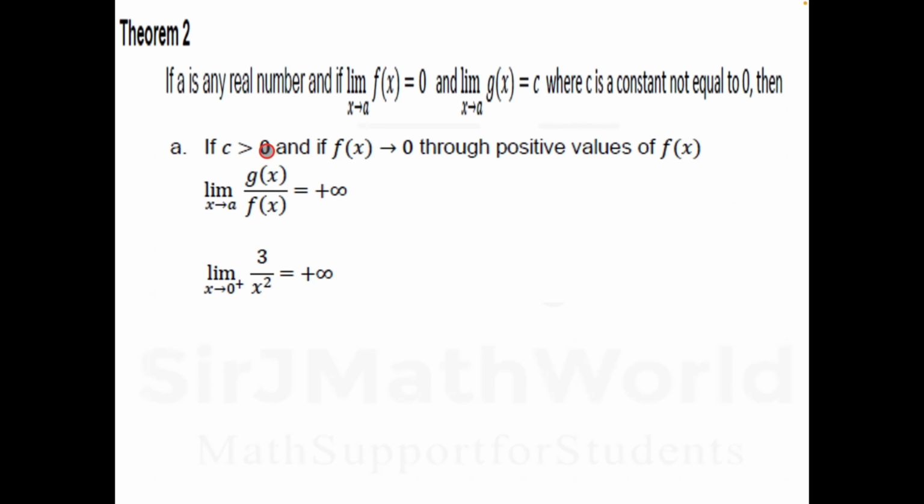Papunta sa kanan. So, ano ba yung mga number na 0 positive? So, meron tayo ditong 1, 2, 3, 4. So, papunta siya sa kanan, in short. That's why this is a positive infinity, positive.